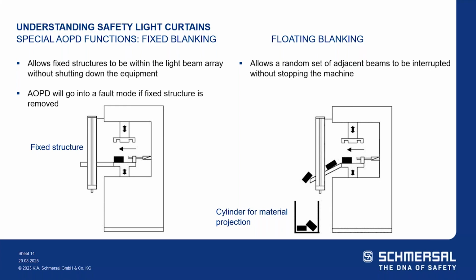Floating blanking allows an object that's larger than the minimum object resolution to pass through the light curtain without shutting down the outputs. The floating blanking can move based on the movement of the material, provided that no more than the specific number of beams is interrupted. That allows a random set of adjacent beams to be interrupted without stopping the machine, for example, if you have any material projection.